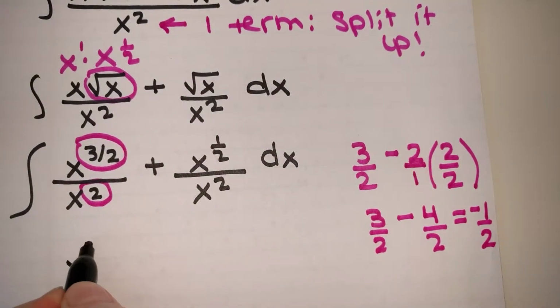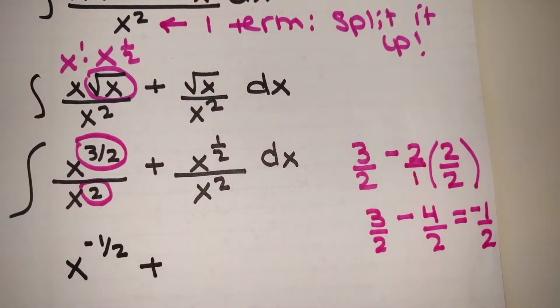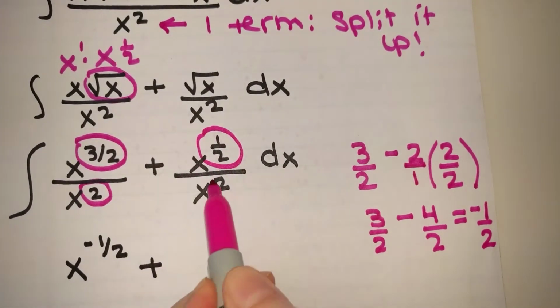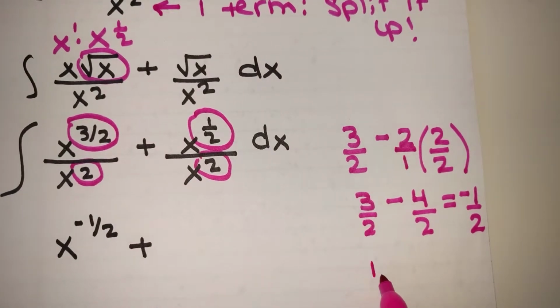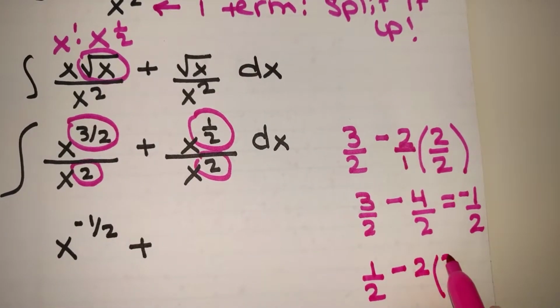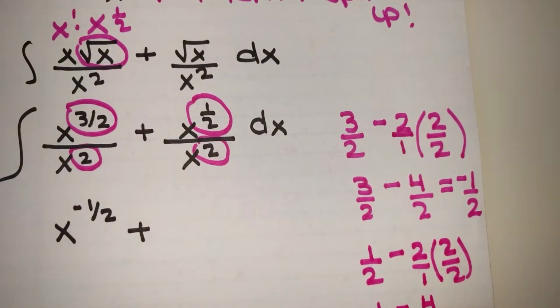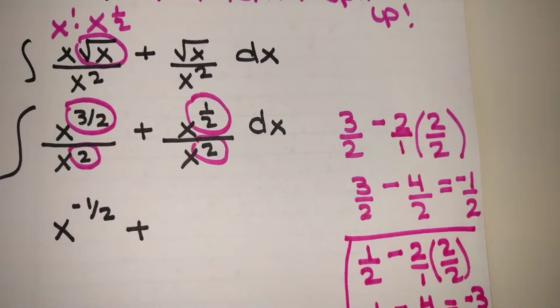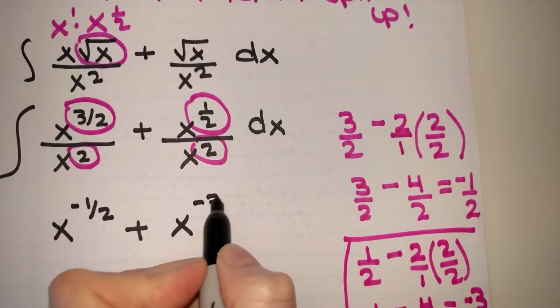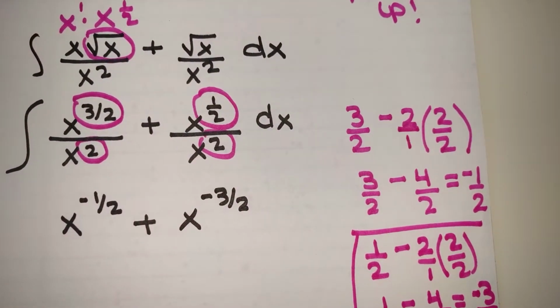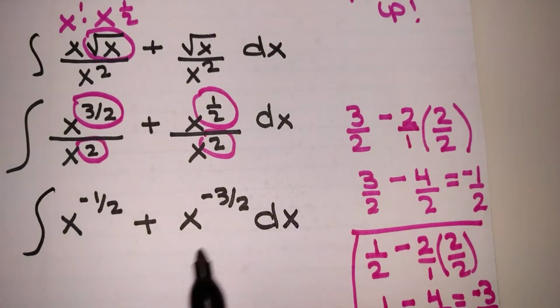So that is x to the negative 1/2 plus, and then for the second term, I will subtract my exponents by taking 1/2 minus 2, again getting a common denominator here, and that will give us 1/2 minus 4 over 2, which gives us negative 3/2. So this will give us x to the negative 3/2. And again, we have not integrated yet, so we still have the integral, we still have the dx. So all of those three steps there are simply a simplification to get us in the posture to be able to integrate.